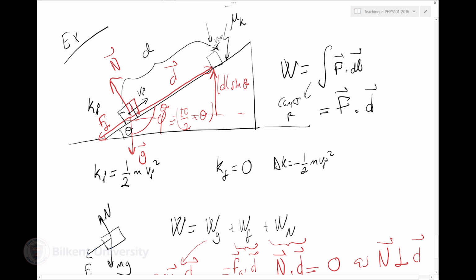Did I reach my goal? My goal was to find the length traveled on the inclined plane. So that's great. I reached my goal. How about the units?